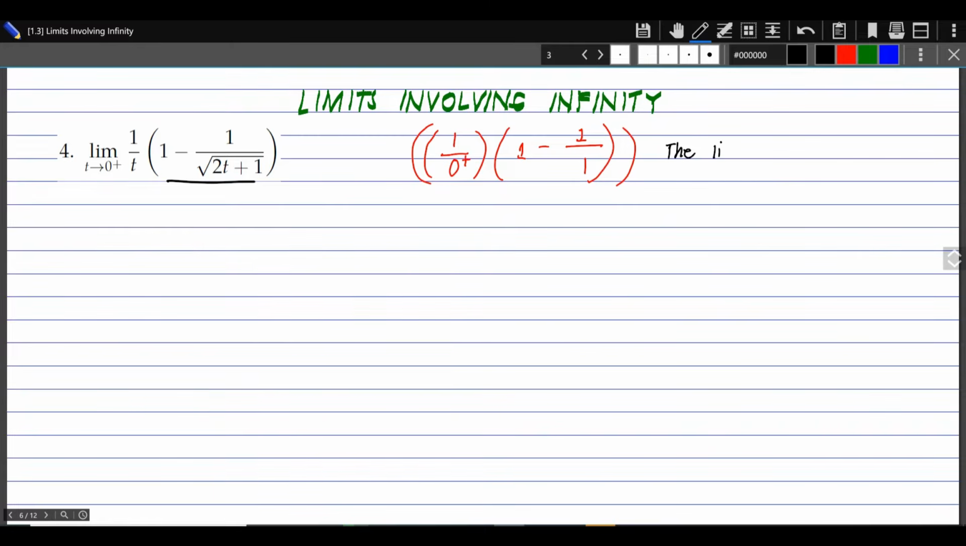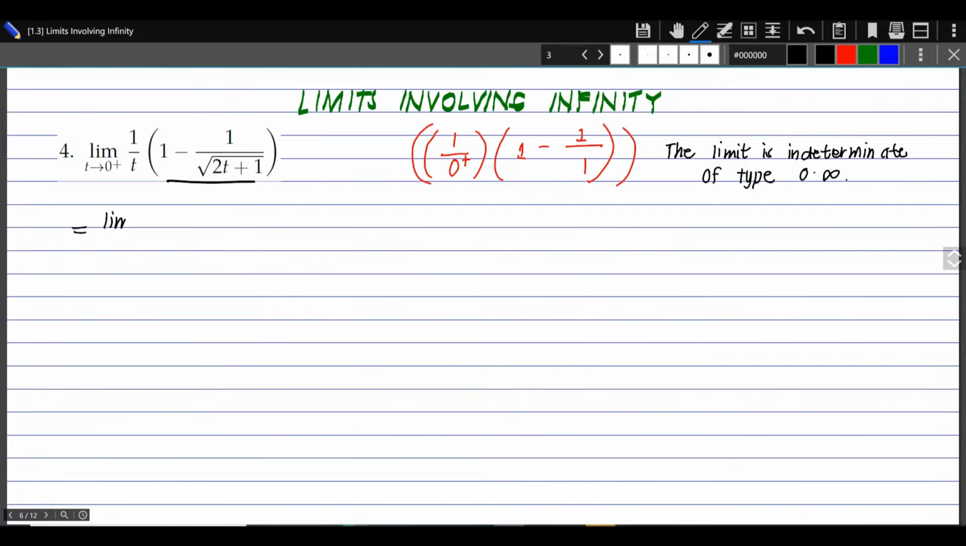So, the limit is indeterminate, of type 0 times infinity. Again, if we have an indeterminate form, we need to rewrite the function such that we can determine its limit. For this problem, what we can do is combine the expression in the parentheses into 1 by using the least common denominator, which is the square root of 2t plus 1.